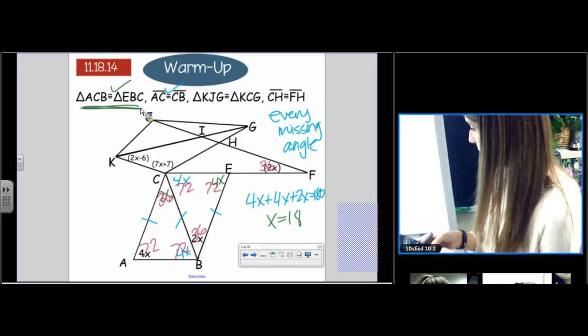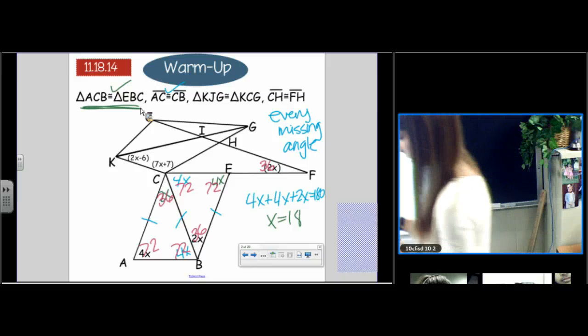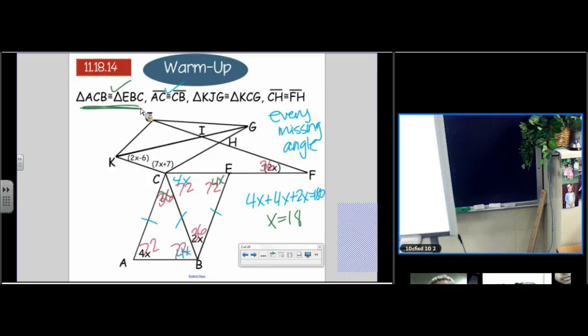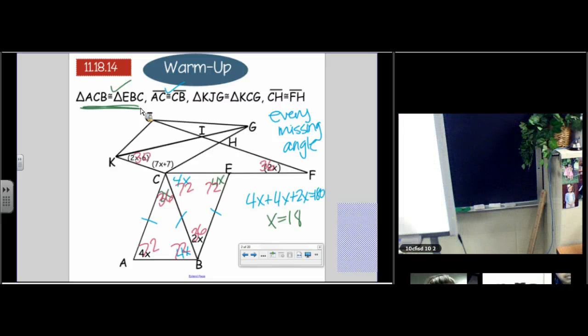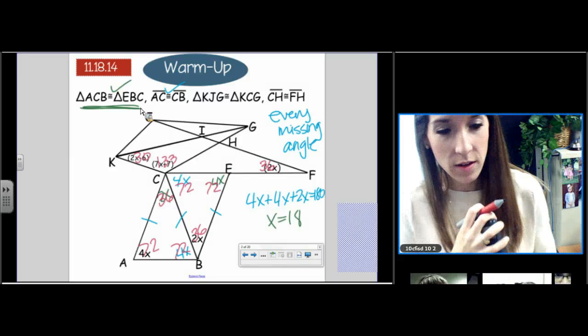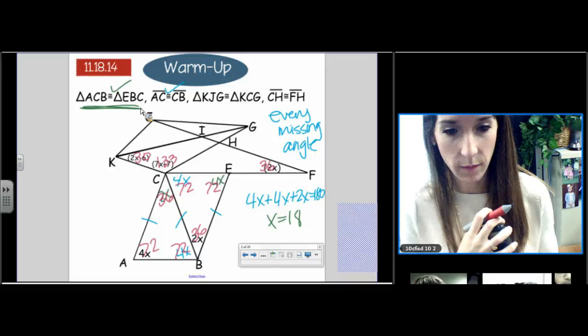2 times 18 minus 6, 30. 7 times 18 plus 7, 133. And I think for now, that's all that we know.